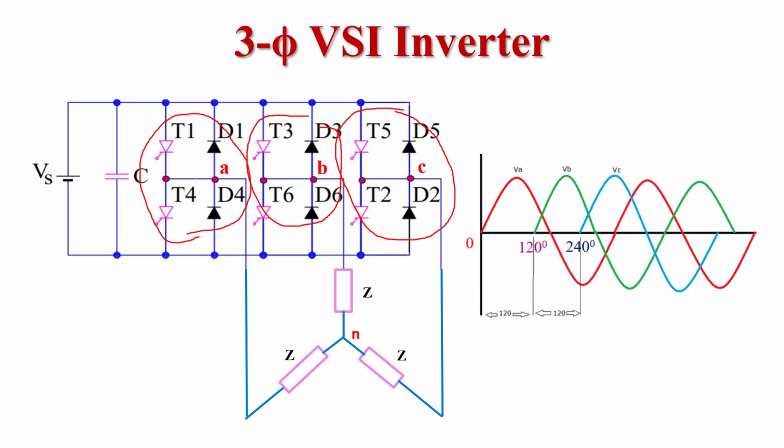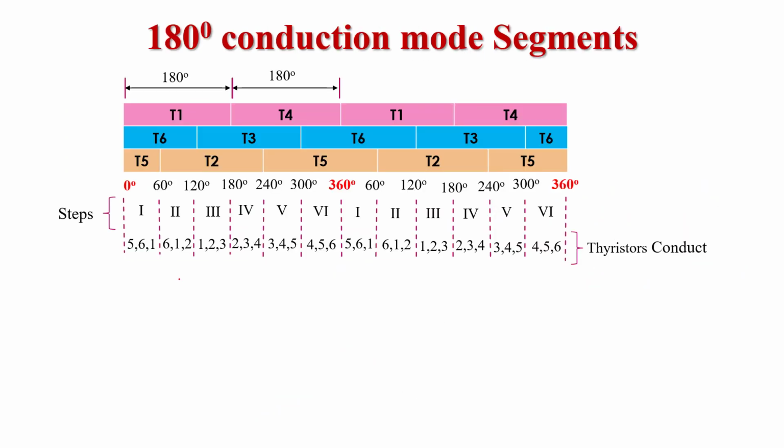At any given time, both thyristors in a pair should never be closed, because it will make a short circuit. So here we see this is the first segment, this is the second segment, and this is the third segment. At omega t equals 0, we provide a gate triggering pulse to thyristor T1, and T1 starts to conduct for 0 to 180 degrees. Because it is a 180 degree conduction mode, every thyristor will conduct for 180 degrees.